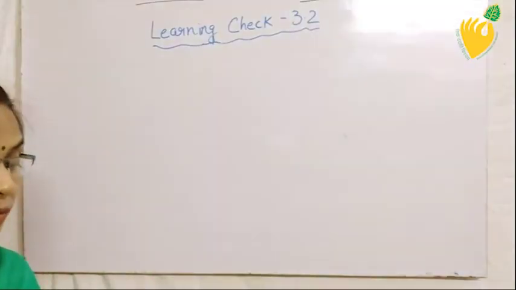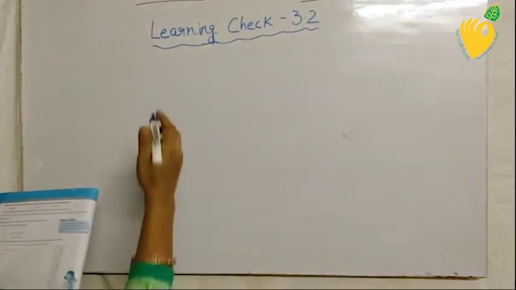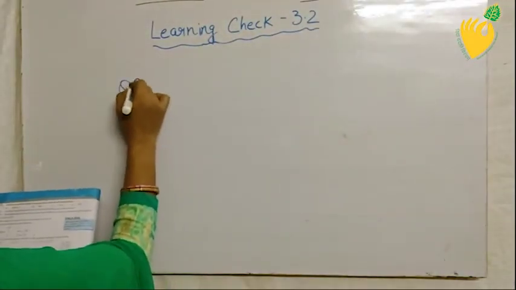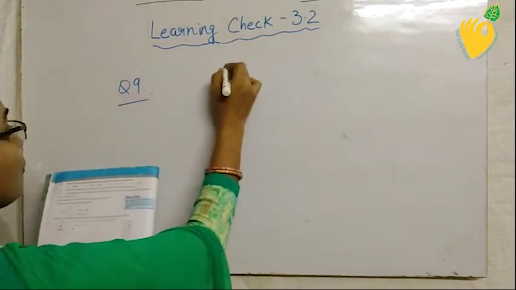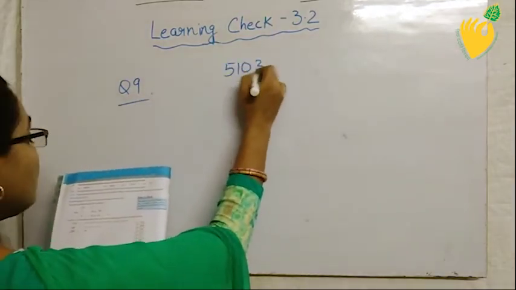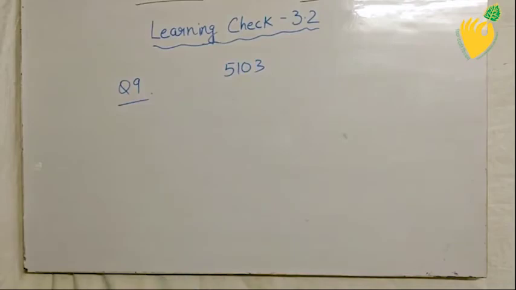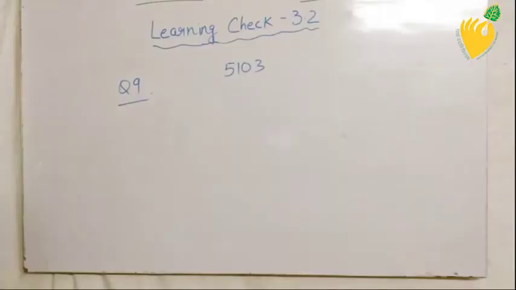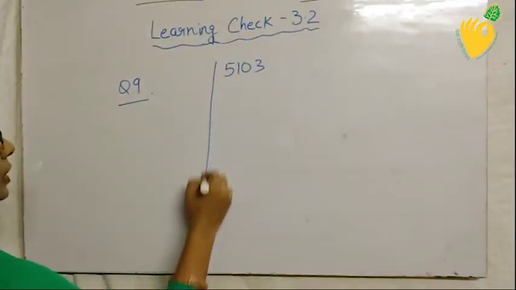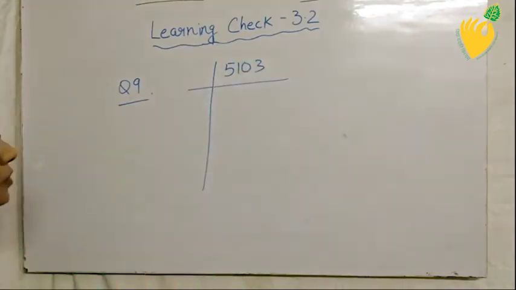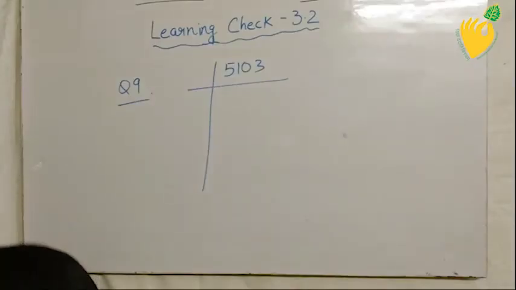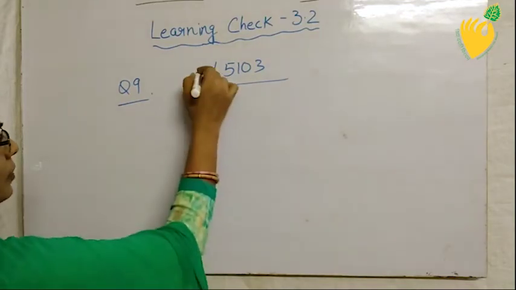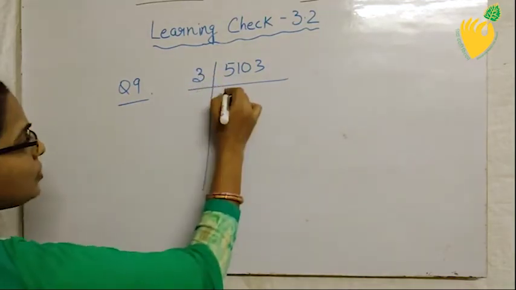Now students, let's see the next question, question number 9. Find the smallest number by which 5103 must be divided to get a perfect square. That means you have to find the prime factors of this, students. 5103. So this number is simply divided by 3.